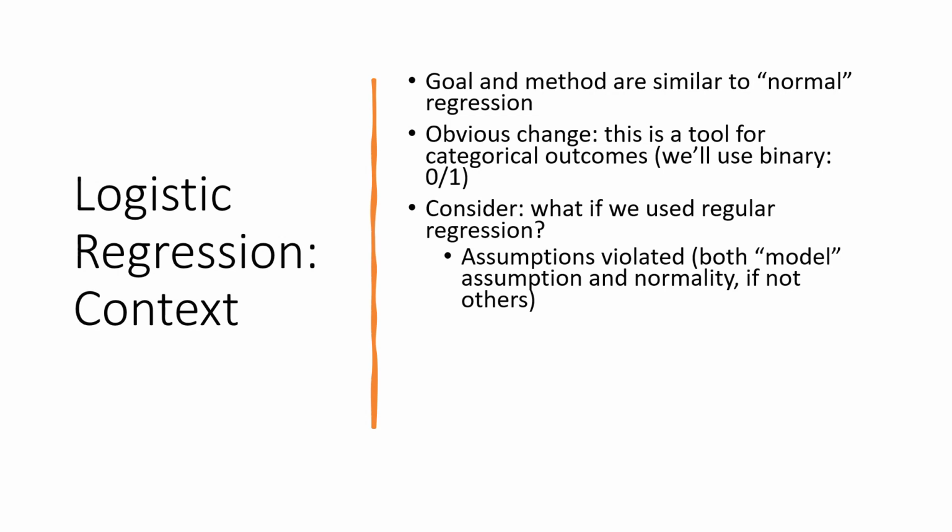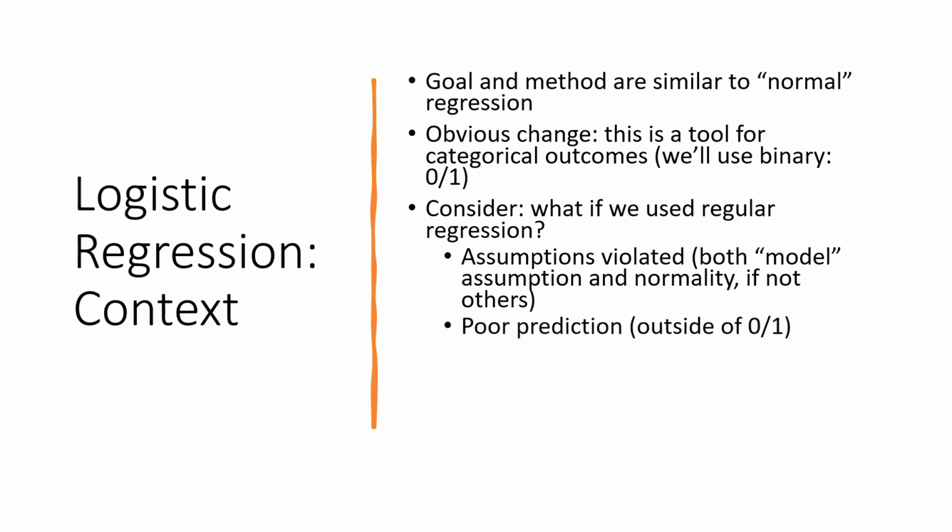Now consider, what if we used regular regression with a binary outcome, 0, 1? Well, we're going to violate some of our assumptions. Certainly normality, model fit, homogeneity of variance. We probably are going to violate every assumption, linearity, every assumption that we have within the model. These are called linear probability models, actually, when you just do it anyway. And there's a fair amount of reason that we want to avoid that in certain situations.